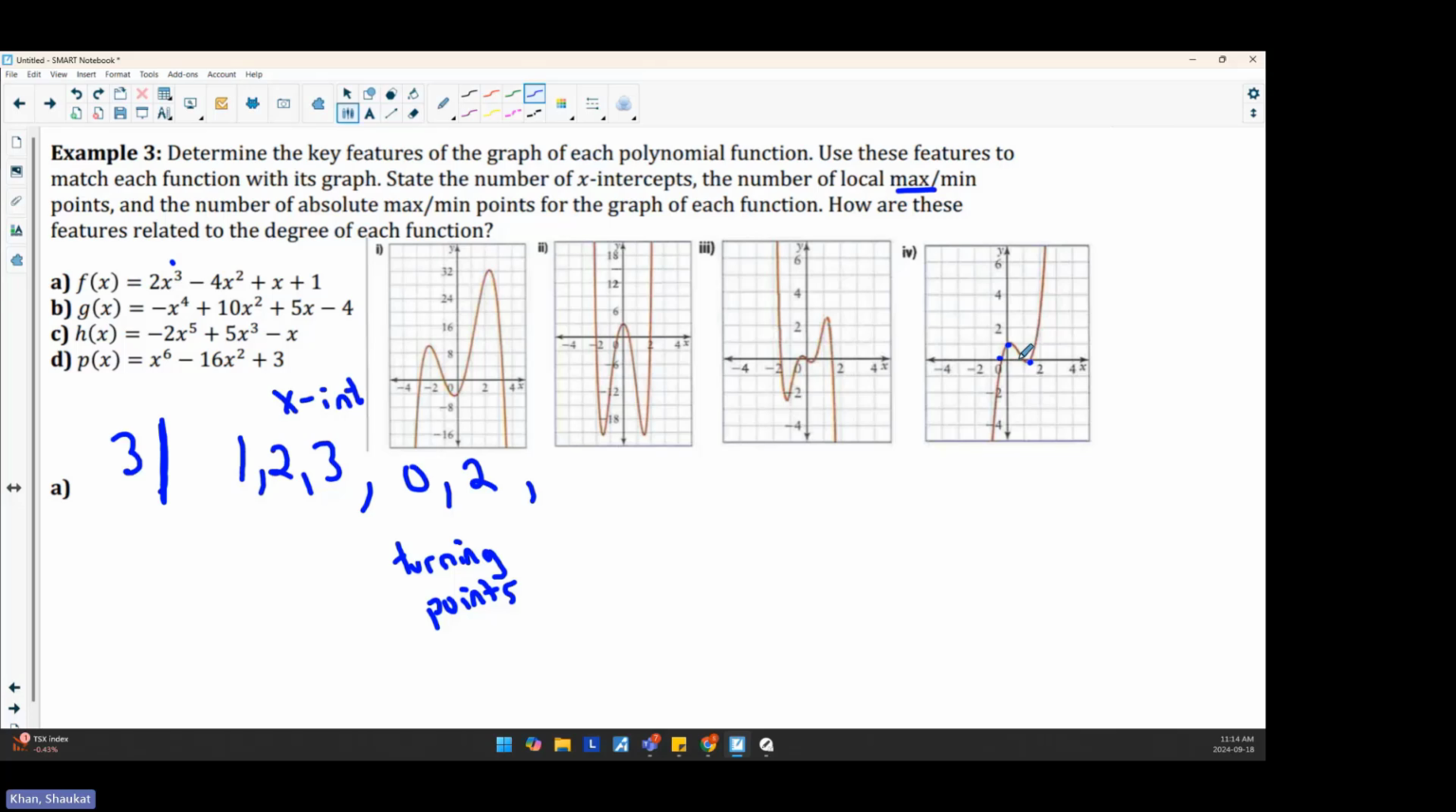It also has 3 x-intercepts. So once again, 3 x-intercepts, 2 turning points, very possible. And it's a positive leading coefficient, so that means it is going the proper way. So I would highly think that this matches up with this one here.